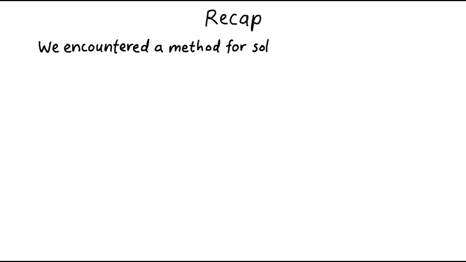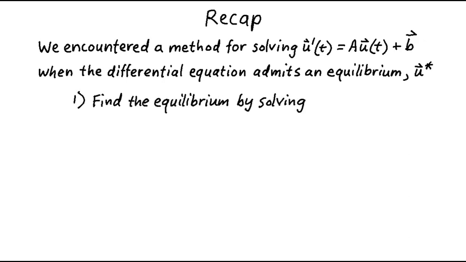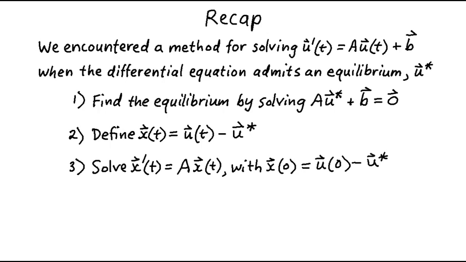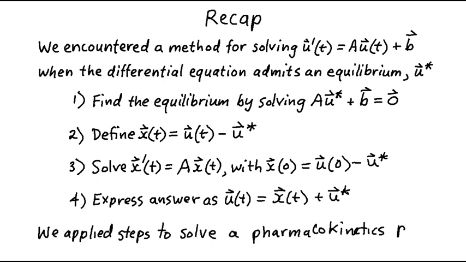Let's recap. In this video, we encountered a method for solving a linear, inhomogeneous system of differential equations when that system admits an equilibrium solution u star. Our method required us to 1. Find the equilibrium, 2. Define a new unknown function using the equilibrium we found, 3. Realize that that new unknown function satisfies a homogeneous system of differential equations and that we know how to solve such a system, and 4. Express our answer in terms of the unknown function we started with. After quickly running through this 4-step method, we applied it to solve a modeling problem related to drug kinetics.